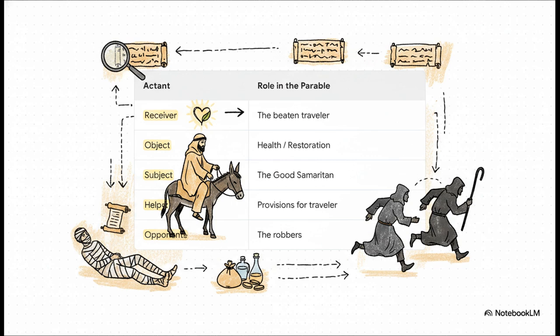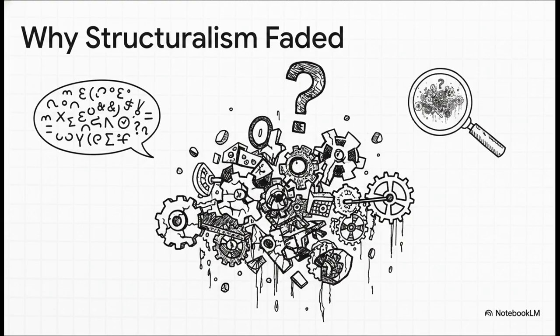Pretty cool, right? But for all its cool ideas, structuralism didn't last forever. It was often criticized because its jargon was super technical and complex. Plus, a lot of the time, its deep insights didn't sound all that different from what you'd get just by reading the text carefully. Eventually, people started moving on to other methods.